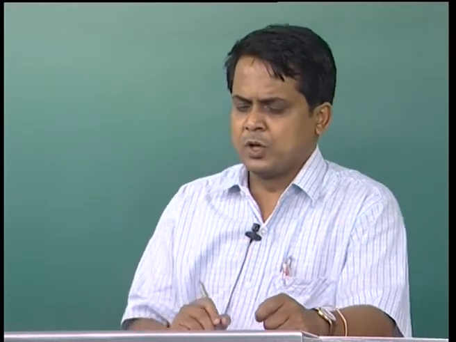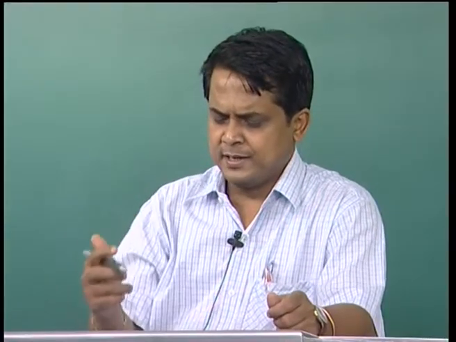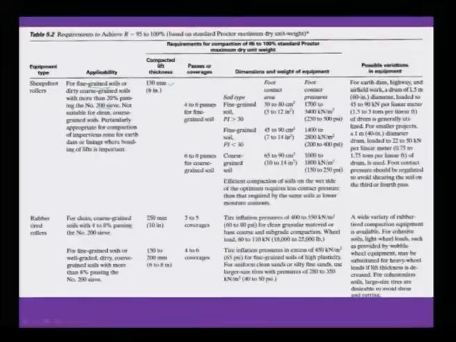Now, the compacted lift thickness, what is it? 150 mm. Now look at the passes or coverage, how many times you pass it. Generally for this soil 4 to 6 passes are preferred. For soil type fine grained soil with plasticity index greater than 30, the foot contact area is 5 to 12 square inch, and the foot contact pressure is generally maintained at 1700 to 3400 kilonewton per square meter.